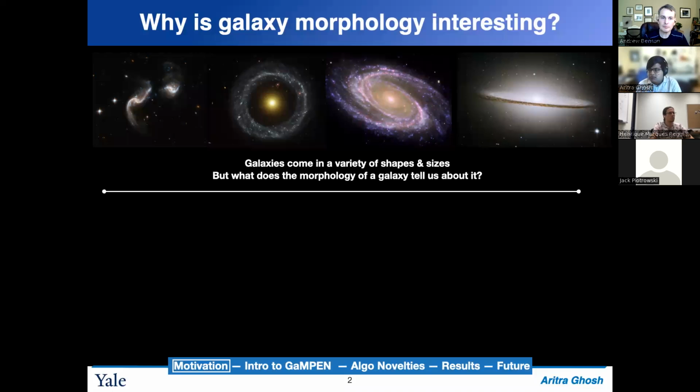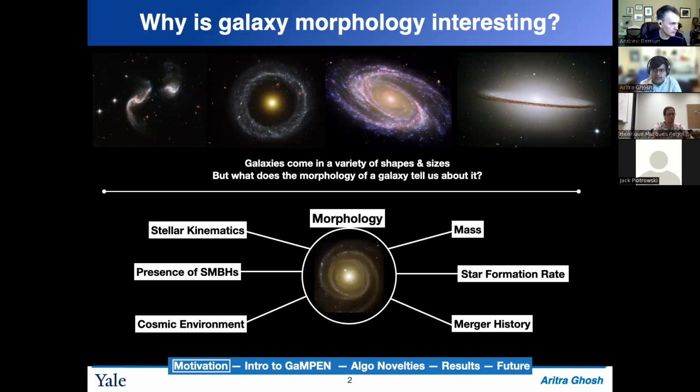As you all know, galaxies come in a very wide variety of shapes and sizes, but what does the morphology of a galaxy tell us about it? Now, for almost a century, starting with Hubble in 1926, astronomers have linked the morphology of galaxies to the physics of galaxy formation and evolution. Morphology has been shown to be related to many fundamental properties of the galaxy as well as that of its environment. This includes mass, star formation rate, merger history, stellar kinematics, presence of supermassive black holes, and a host of other things.